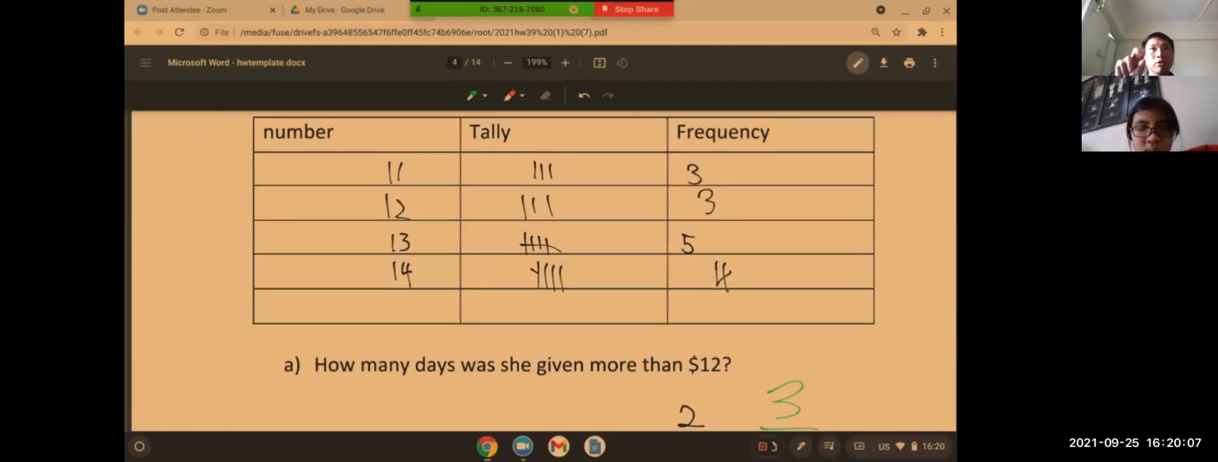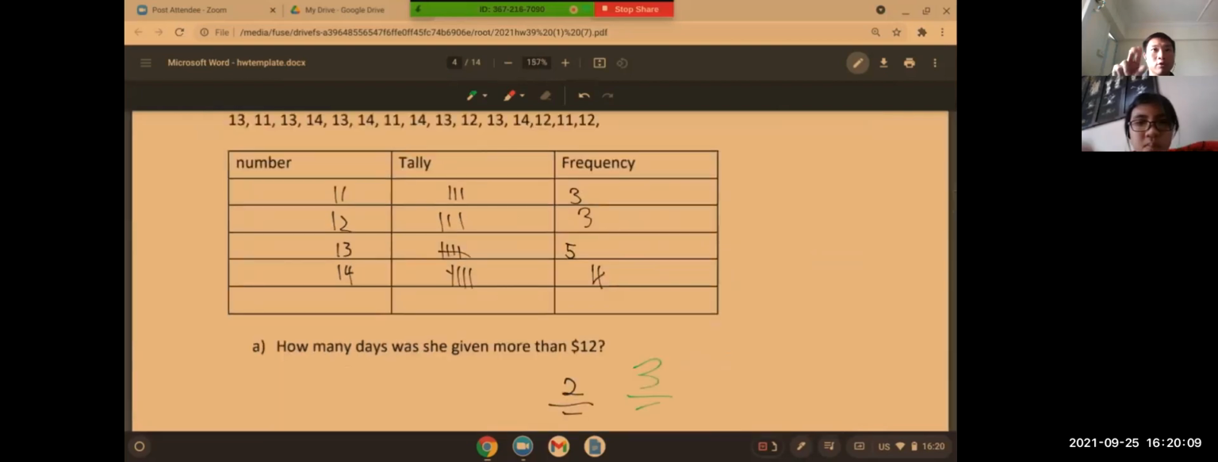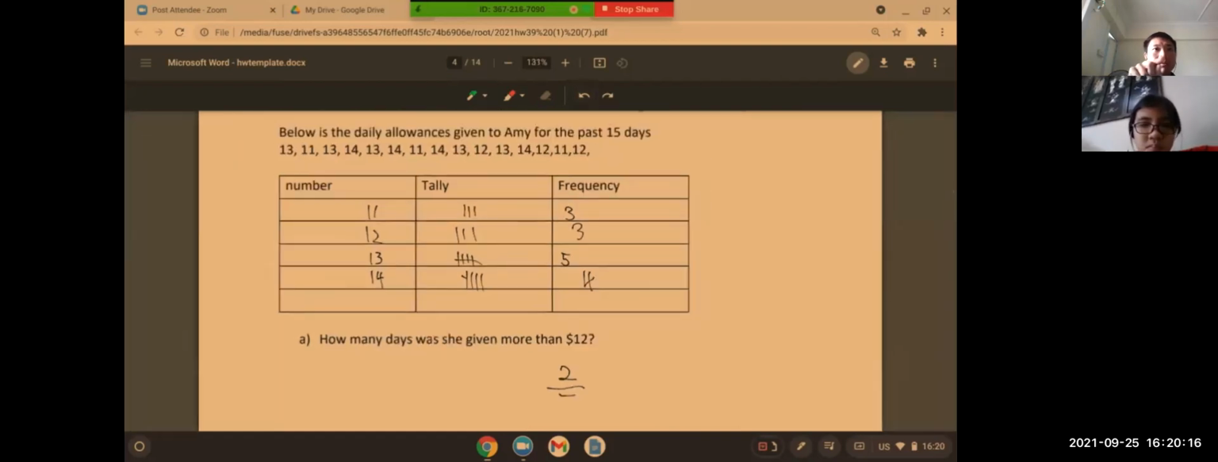Make it smaller. You don't need it so big. Make it smaller. Read the question. How many days was she given more than 12? What is more than 12? More than $12. Yeah, more than $12. Can you circle more than $12? Wait.